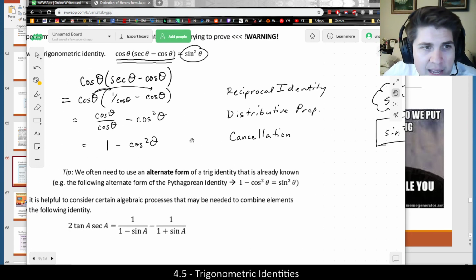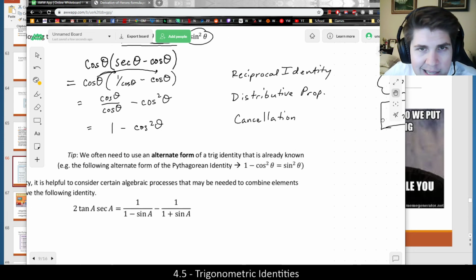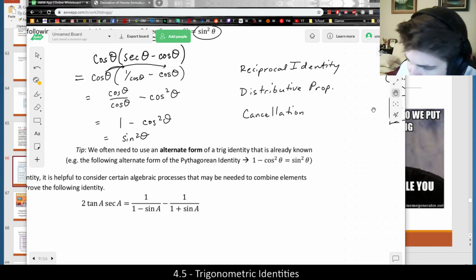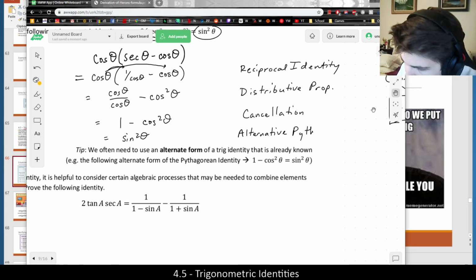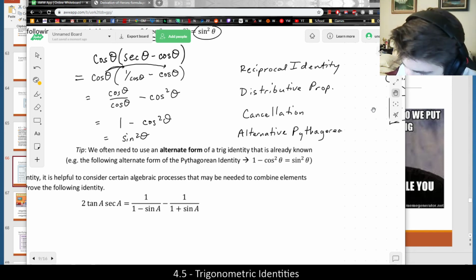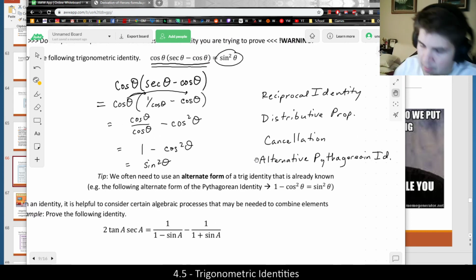But all that being said, notice what I have here is 1 minus cosine squared, but that must be equal to sine squared by the Pythagorean identity. So the final step here is actually just to finish the question, sine squared theta, and that's by the alternative Pythagorean identity. And that concludes my proof.